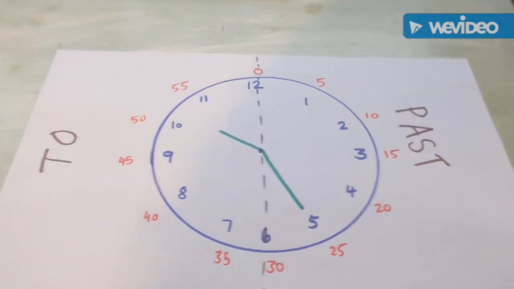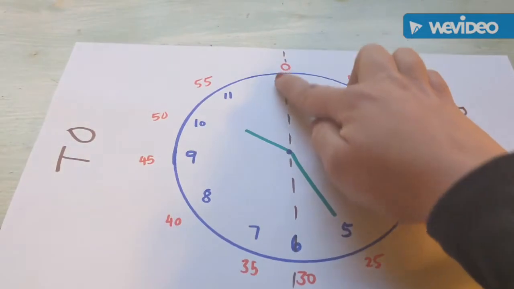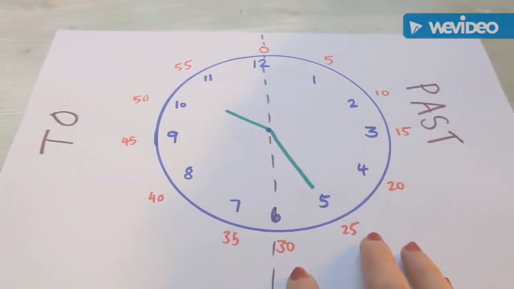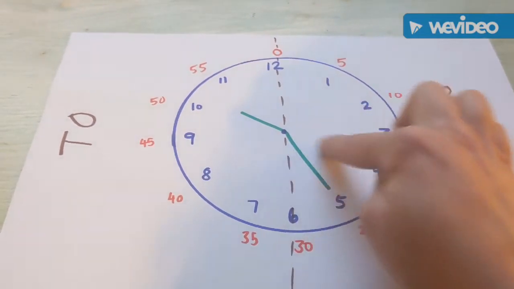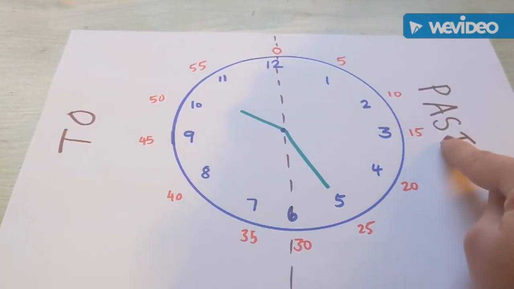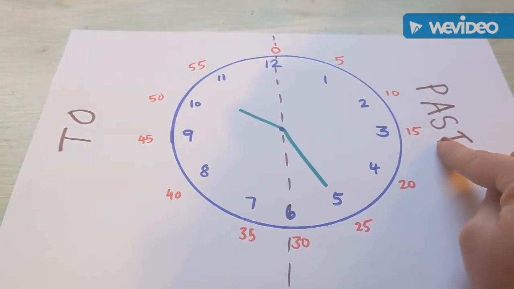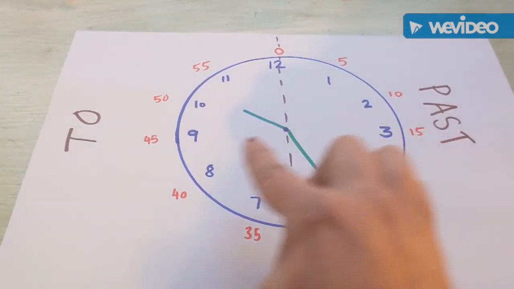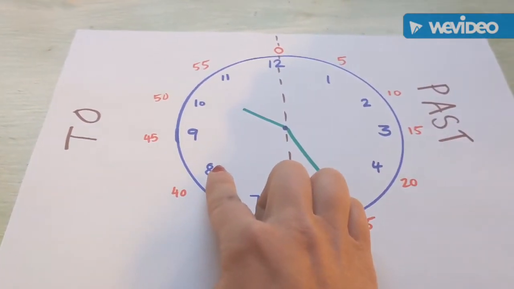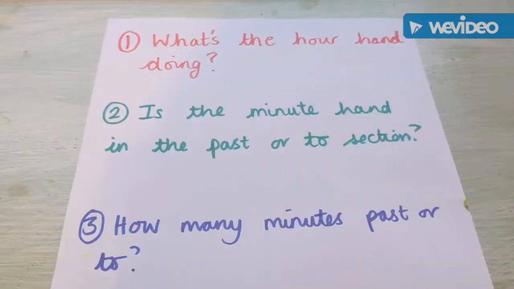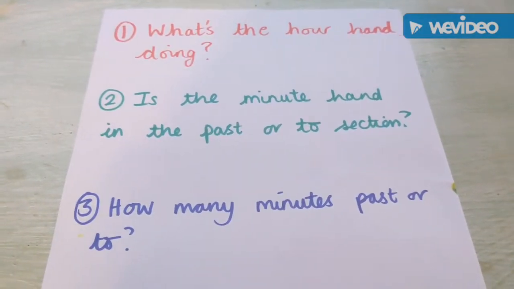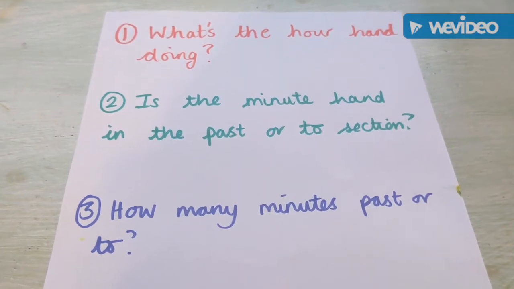Now you'll also remember from yesterday that I've drawn this line down the clock face, and if the minute hand, the long hand, is in this side of the clock, then it's going to be something past the hour. And if the minute hand, the long hand, is in this side of the clock, then it's going to be something to the hour.